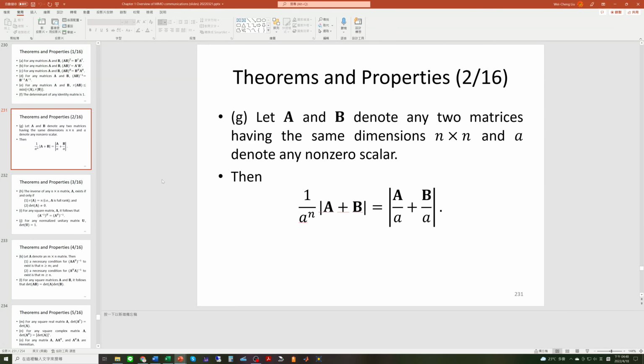Okay, let us continue the second part of today's class. In part 1, we have taught to here. This is section 1.9.2, matrix property G.